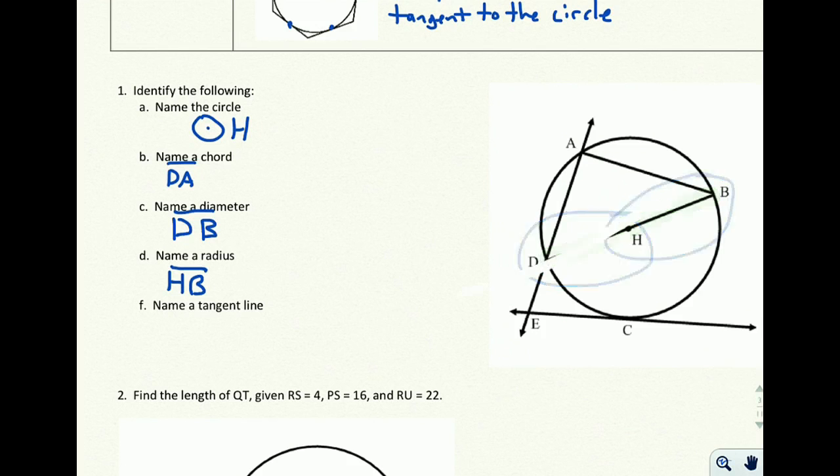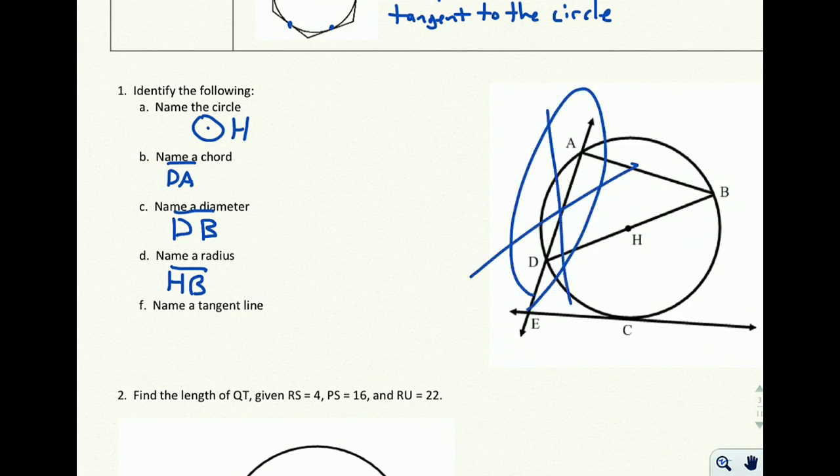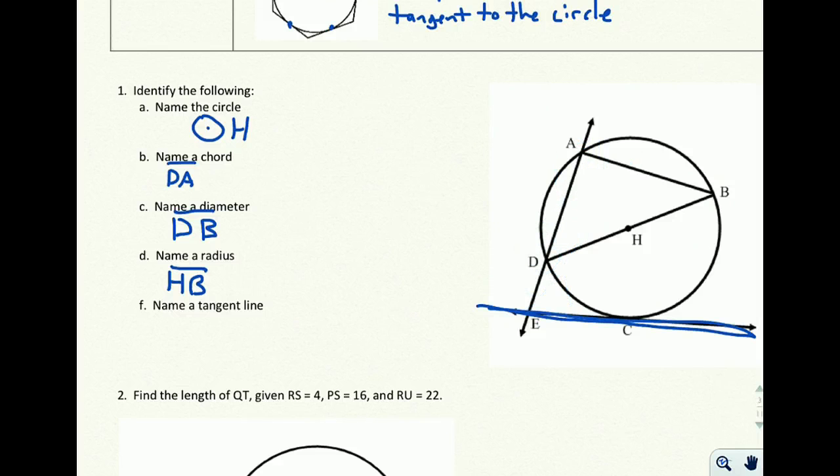And then name a tangent line. So a tangent line touches the circle at exactly 1 point. So this line right here would not qualify because it touches it at 2 points. However, this line down at the bottom here touches it at exactly 1 point. So that line EC is going to work.